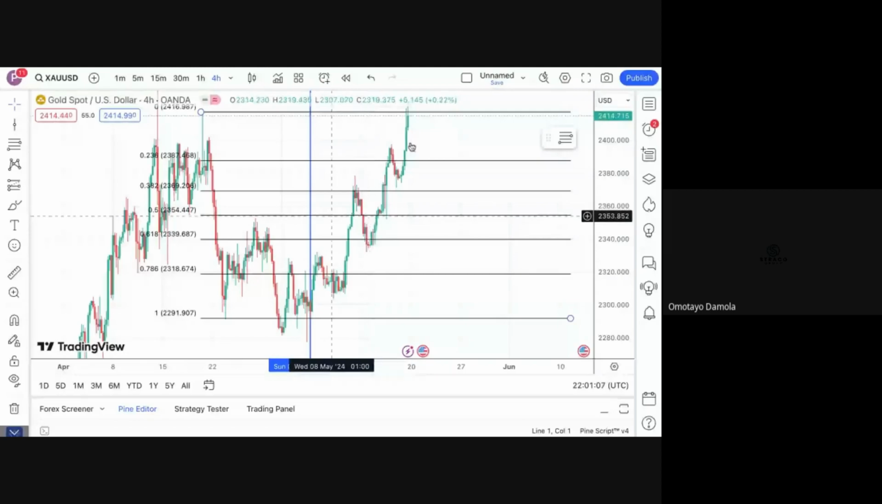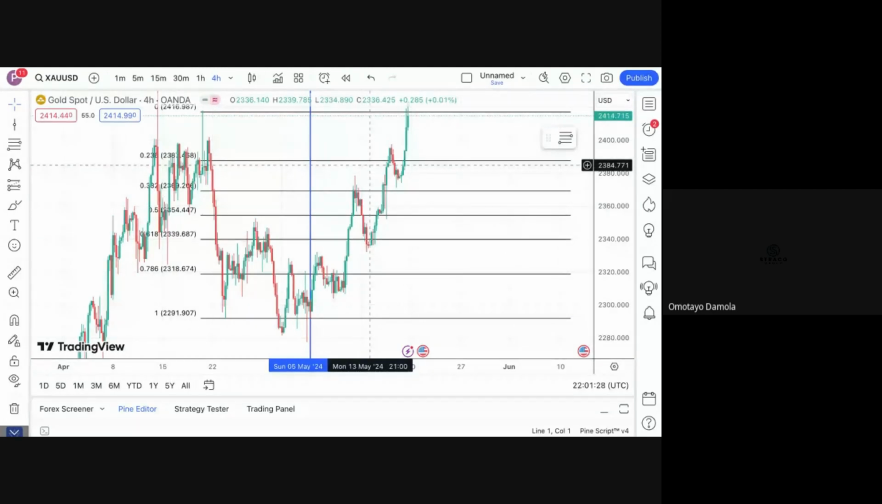Once you rule from your swing high to your swing low, all you need to do is watch out for those levels and wait for reversals. Please, I'm going to say it again. Don't take trades because price is touching all these lines. Do not take any trade because price is touching here. Take the trade when price is reversing from those places.